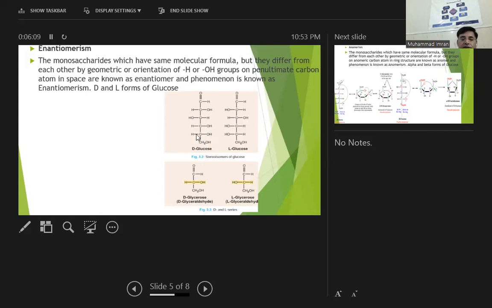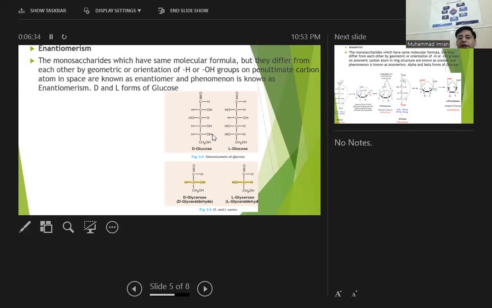Second last carbon is known as penultimate carbon. If the hydroxyl group position is on the right side, then most of the hydroxyl group positions are on the right side. This is known as D-glucose. And if the hydroxyl group position is on the left side, then most of the hydroxyl groups have a position on the left side.